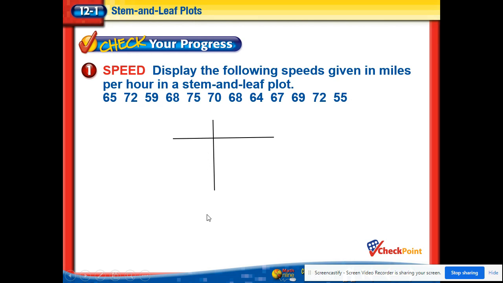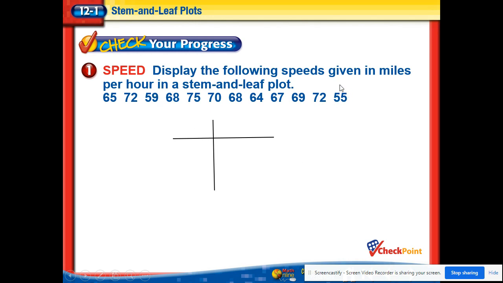And then I'm going to need to put all those values in. So like this one's going to be a 6 here and a 5 on the other side. The 72 will be a 7 with a 2. 59 is a 5 with a 9. Now we do need to put them in order, so it's 5, 6, 7, and then each of these going across here will have to go in order also.